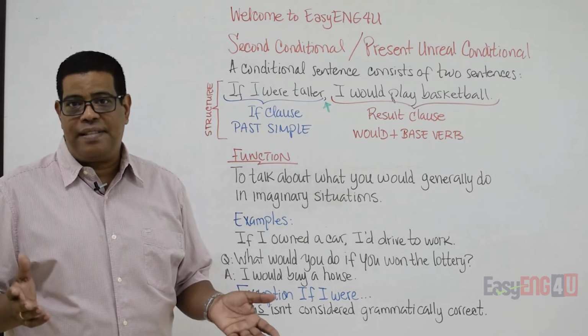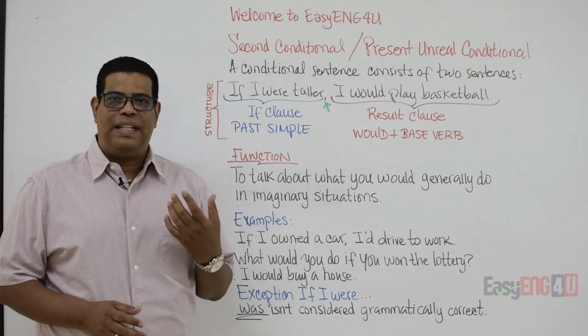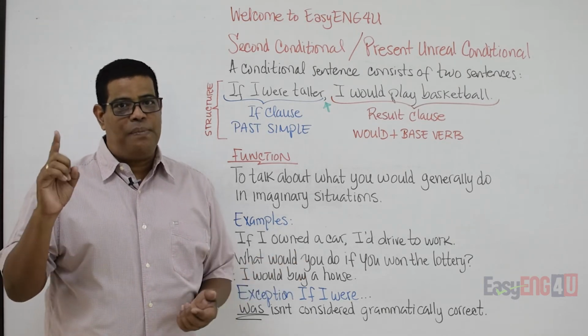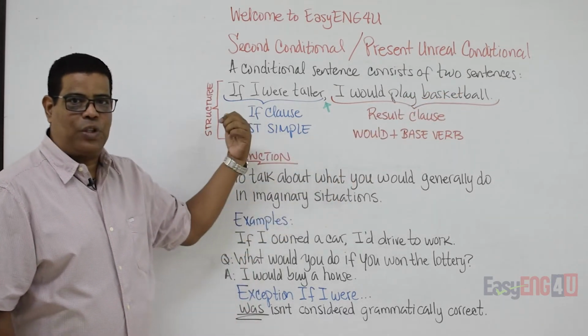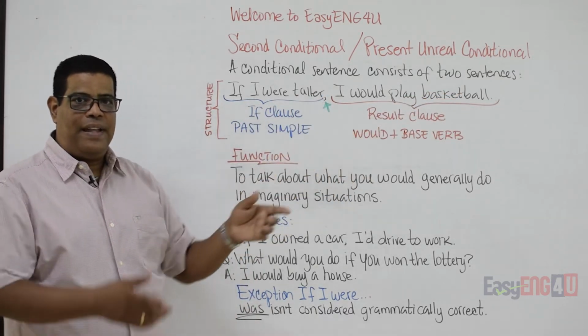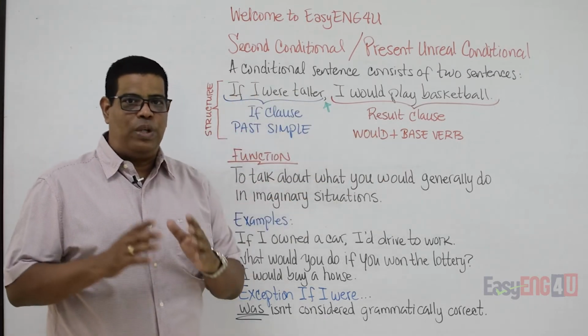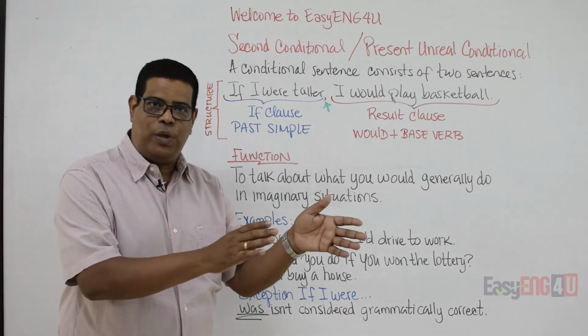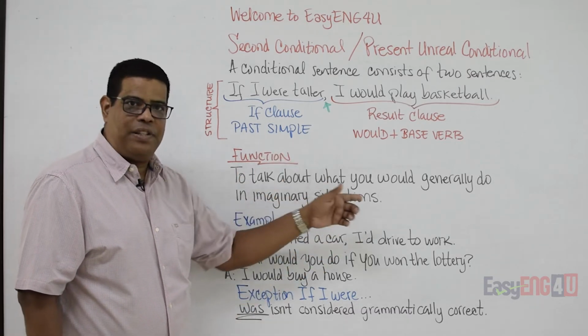Okay? As you can see, the second conditional sentence is very simple in English. It takes to remember, number one, that it has two sentences, the if clause and the result clause. That the if clause is going to be in the simple past and the result clause is going to be with would and the verb in the base form. And that we use it only in imaginary situations.